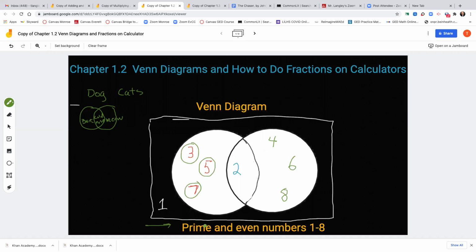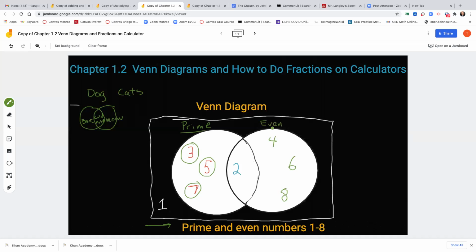And so, list all the prime and even numbers 1 through 8. All right. On my chart here, I've got my prime numbers, which I should have labeled for you guys, so you can copy this down here, okay? I've got my prime numbers here, and then I've got my even numbers in this circle here.